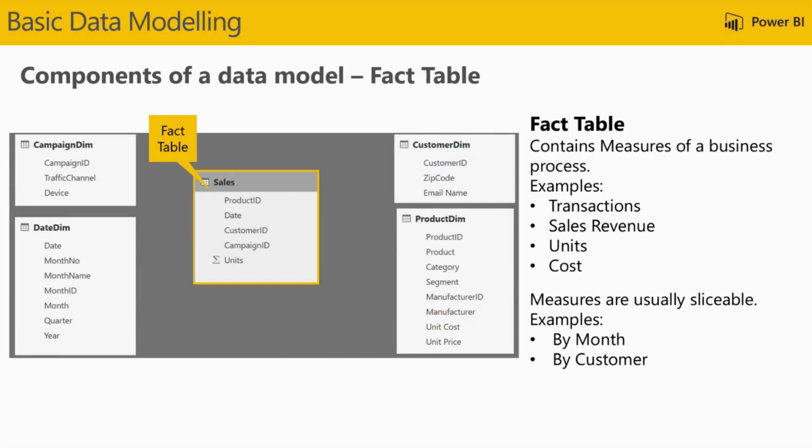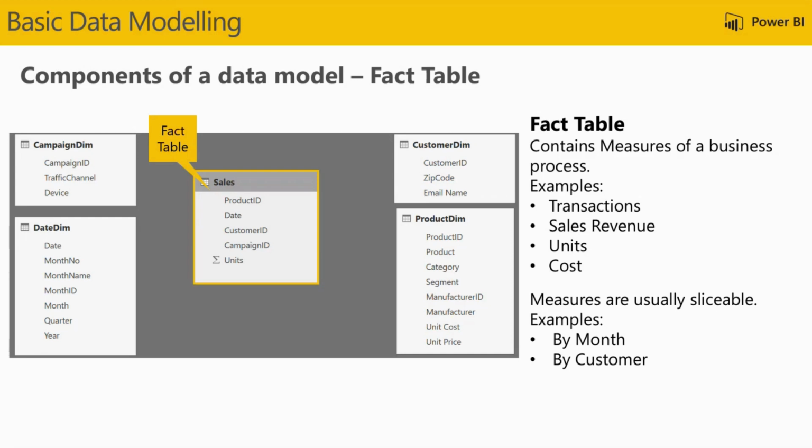Now, to understand the concept of a data model, we first need to look at what constitutes a data model. A data model generally has two types of tables. The first one, and the most important one, is called the fact table. The fact table is the table which contains majorly transactions or numerical data with which we can measure our performance.